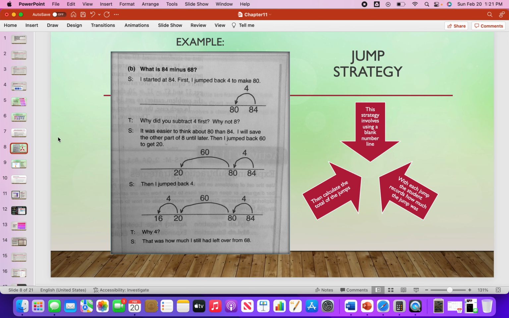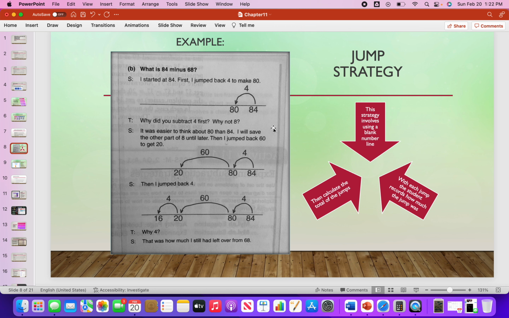There's an example in our book called the jump strategy. For this strategy, it involves using a blank number line. Students then record each jump they make, and then they calculate the total number of jumps to get their answer.